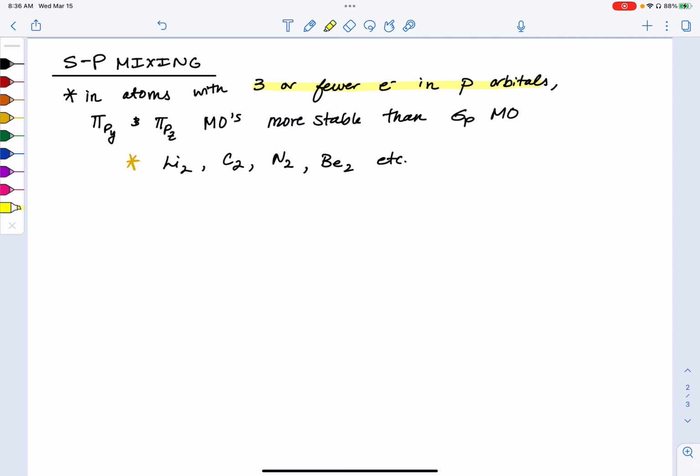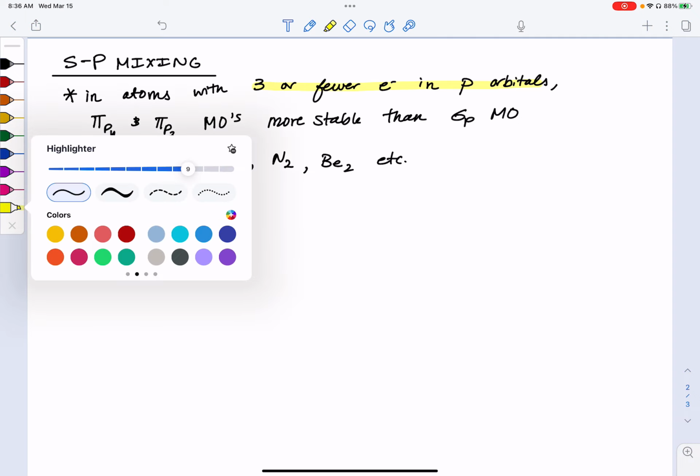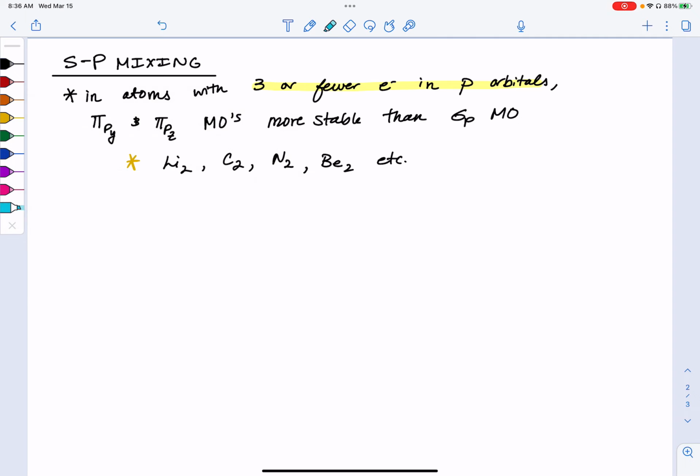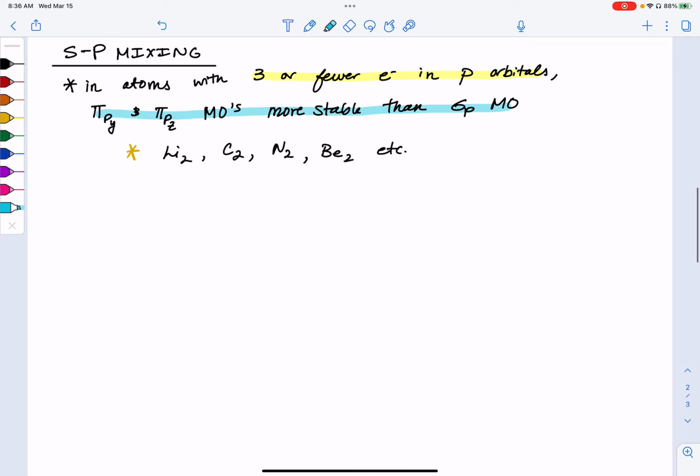So let's talk about why it is that our pi bonding orbitals are more stable than the sigma bonding orbitals made from combinations of our p orbitals. The reason for this is a phenomenon called sp mixing. So, define sp mixing.